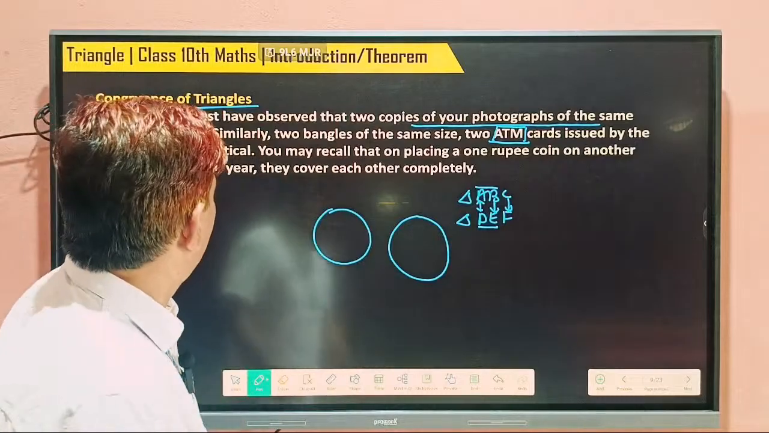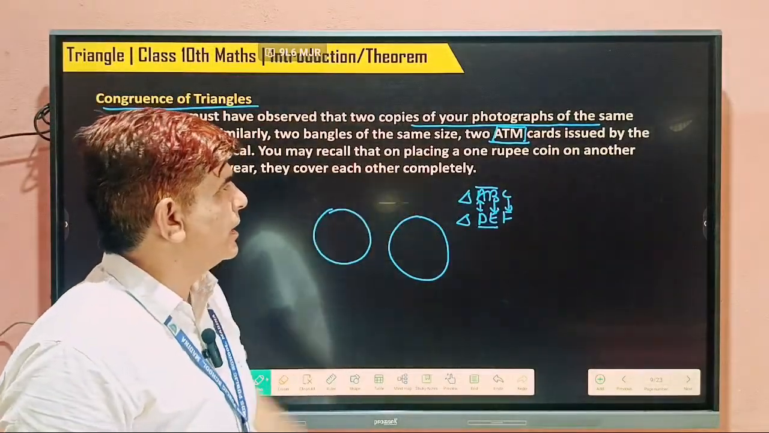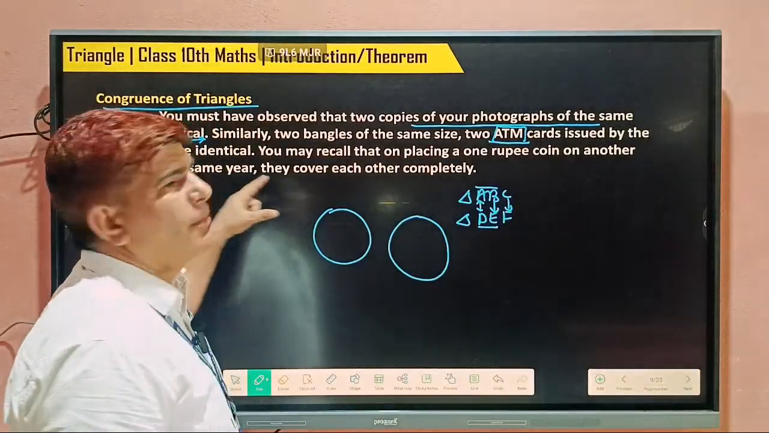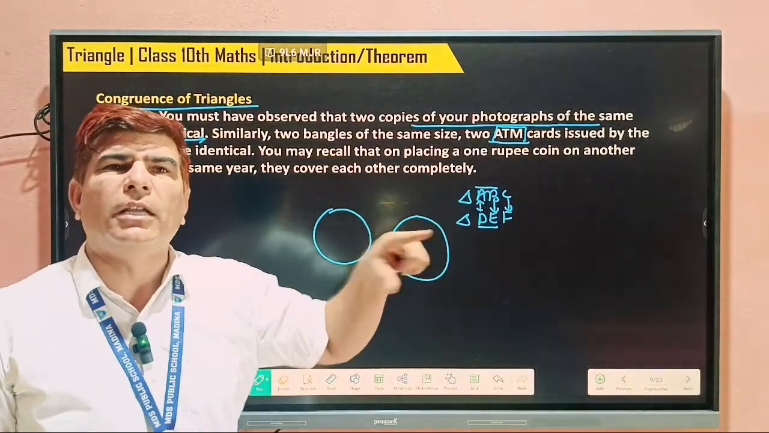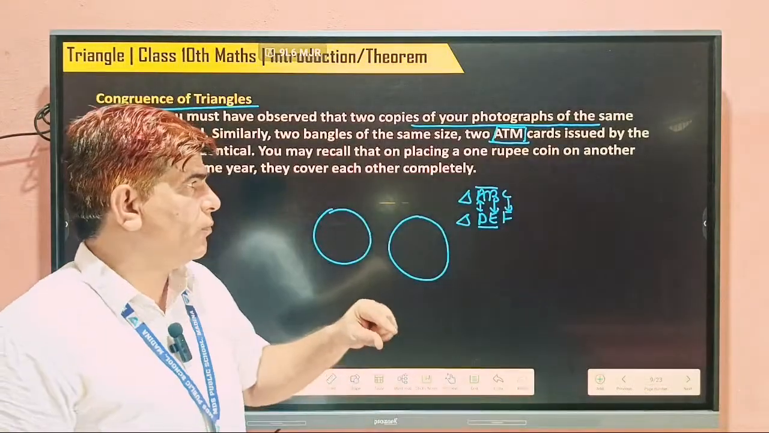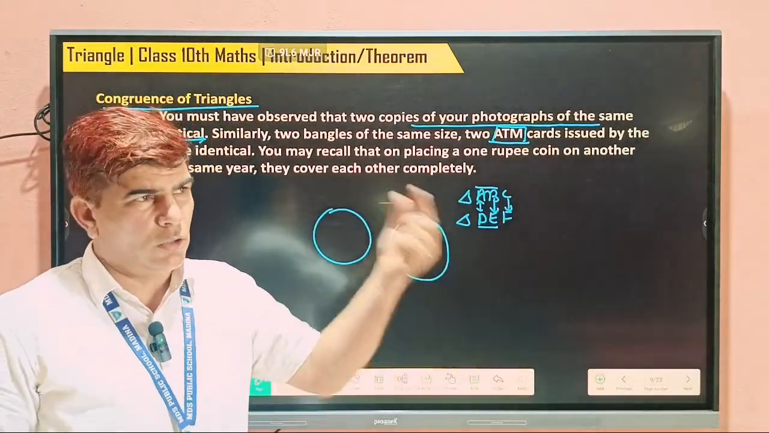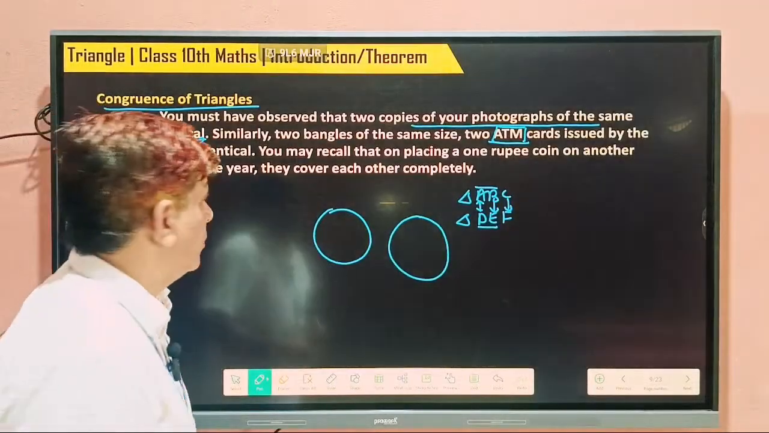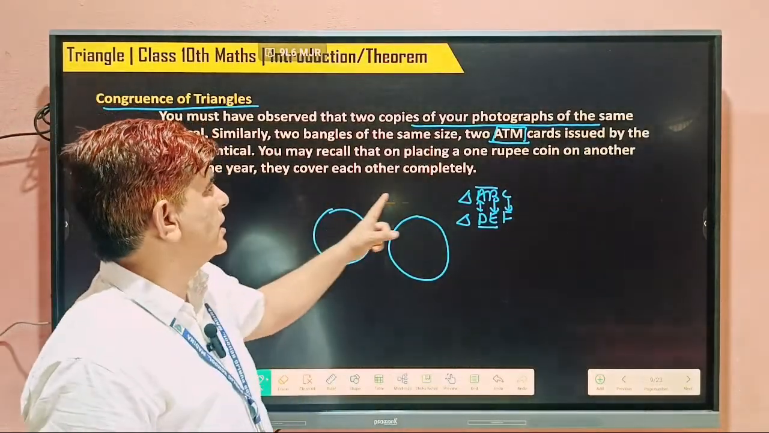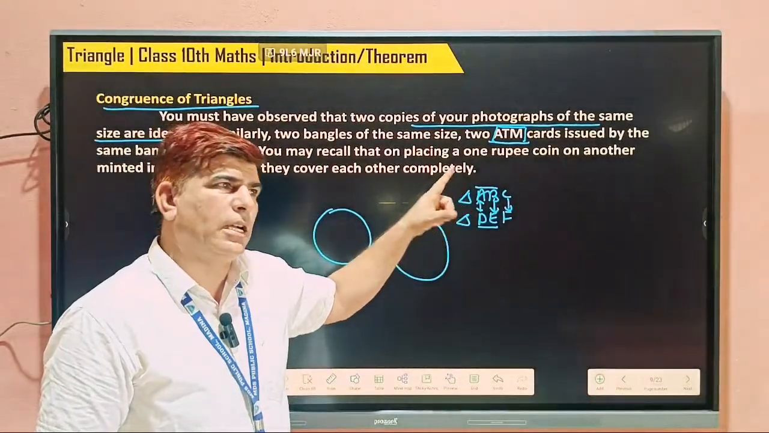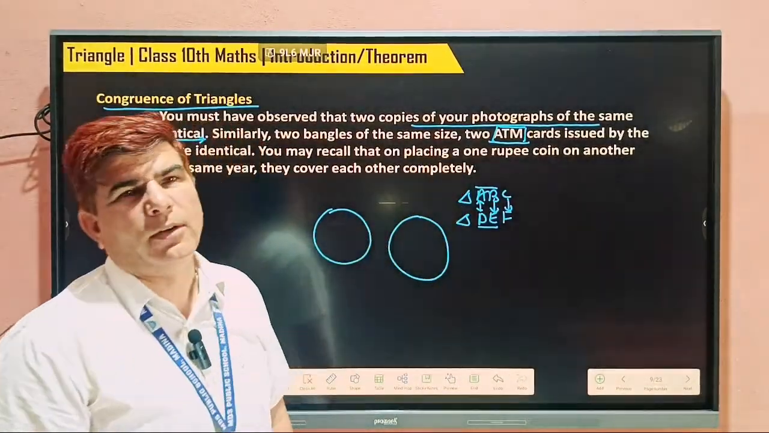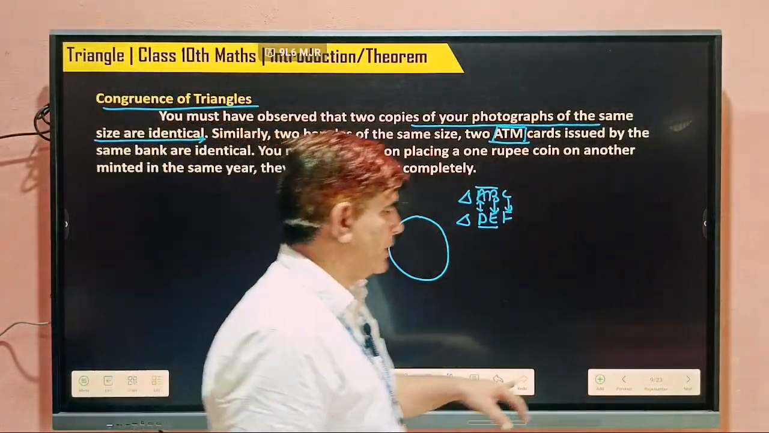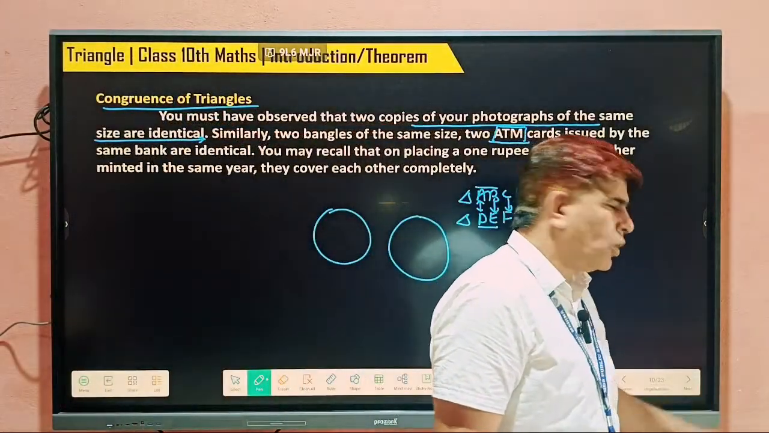Identical means congruent. You may recall placing a one rupee coin on another, minted in the same year, manufactured in the same year. So one coin covers the first one. Both are identical, meaning both are congruent. They cover each other completely. If they cover each other completely, definitely they are congruent. And the simple meaning of congruent is same as it is, no difference.